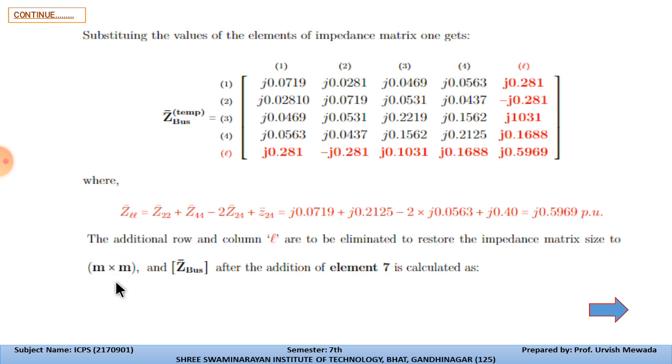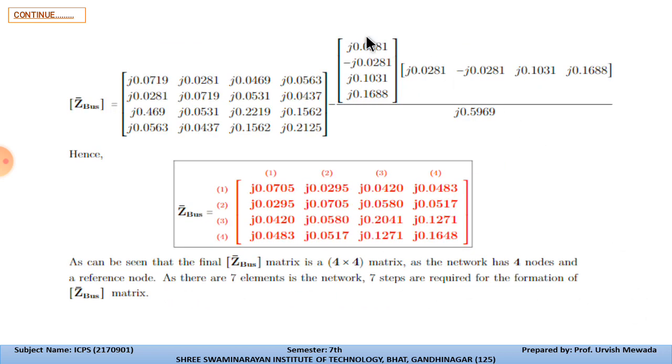Now the additional row and column are to be eliminated to restore the impedance matrix size m cross m. The ZBus after the addition of element number 7 is calculated as the old minus new. By solving this we will get this ZBus, and as can be seen, the final ZBus matrix is 4 by 4 because we have a total of 4 nodes.